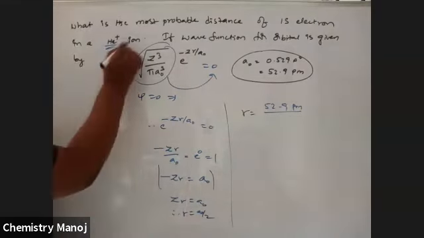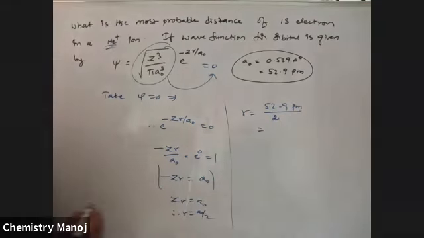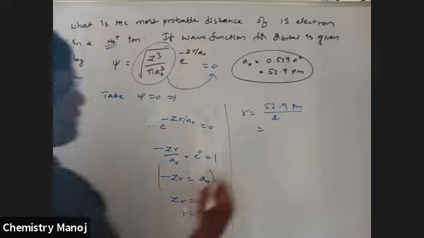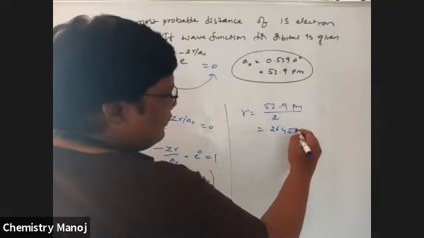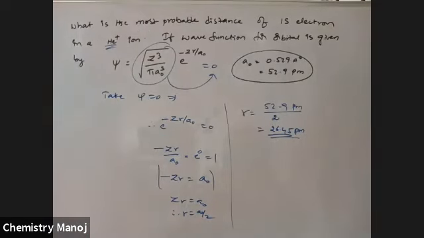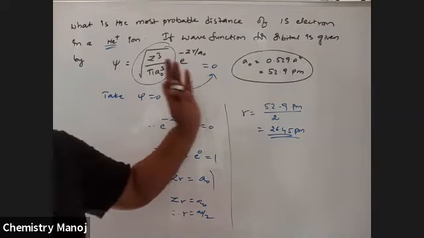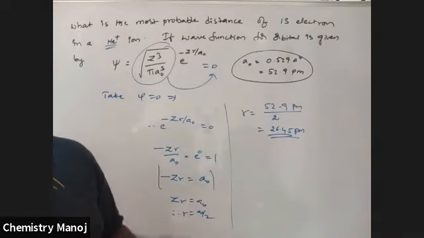Which one is it? Helium. And for helium, Z is equal to 2. Therefore, 26.45 picometers is the answer, or in angstroms, 0.2645 angstroms. Okay, so this is picometers. That means whatever function is given to you, equate it to 0 and find out that r value. That is the value they want to ask you.